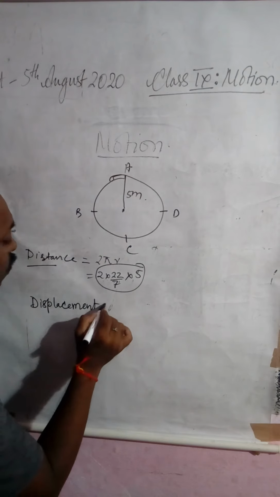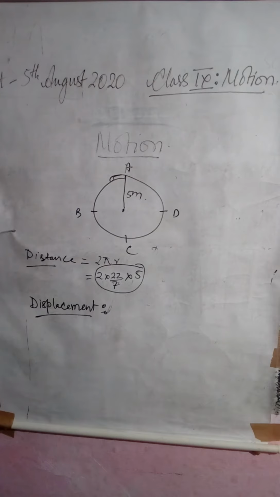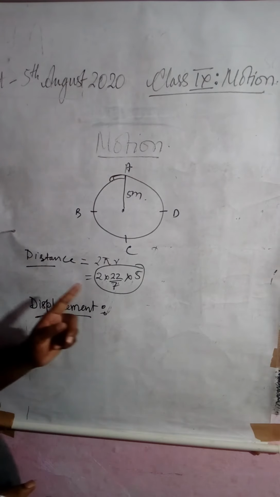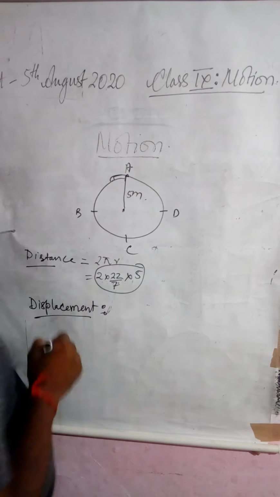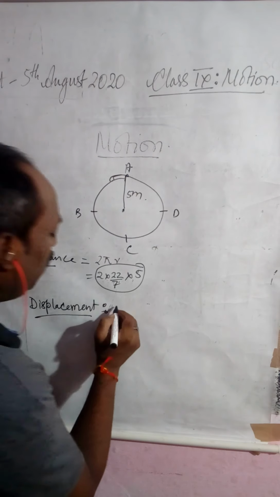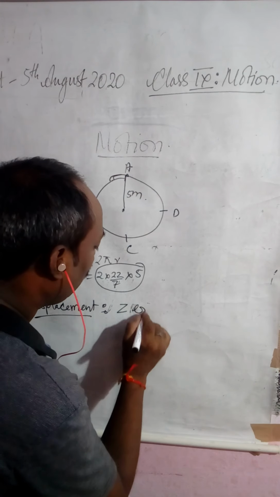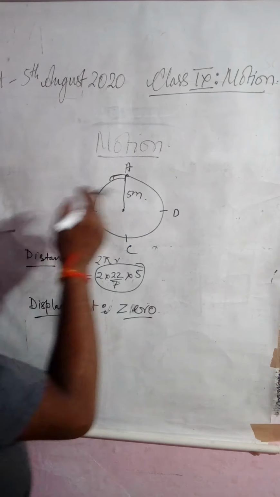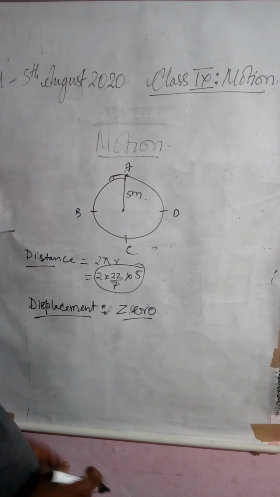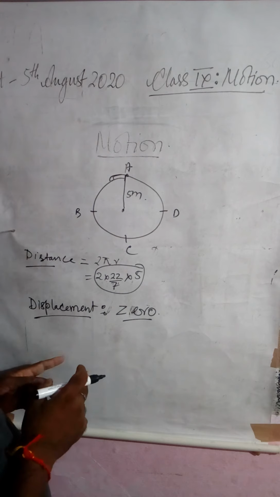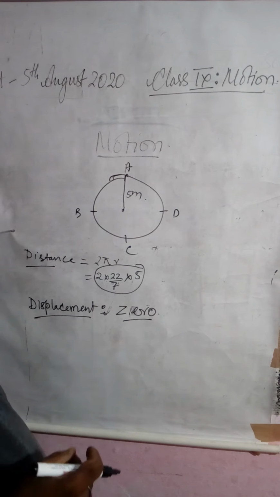Now try to remember the definition I have given you for displacement. Displacement was the shortest distance between the initial and final position. Object started from point A, it has come back to A. So the total displacement here sums up to 0. In this manner, displacement can be 0 when the distance exists, but in no case displacement will be maximum compared to the distance.